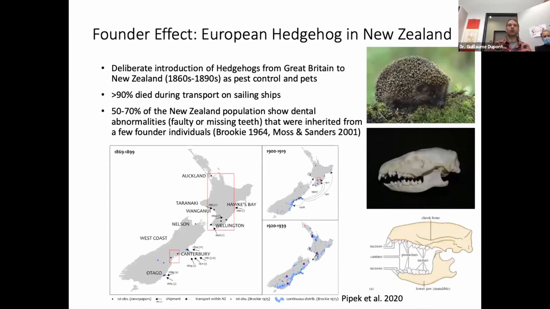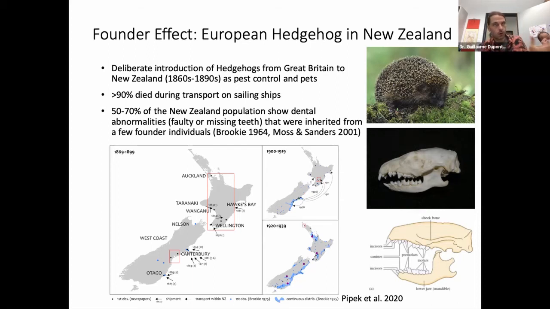So let's look into examples. The first example is perhaps an unusual one because it is a founder effect which goes back to human activity. It is related to the release of European hedgehogs in New Zealand. European hedgehogs obviously occur in Europe, and New Zealand is the only place in the world where they have established viable populations outside their native range.